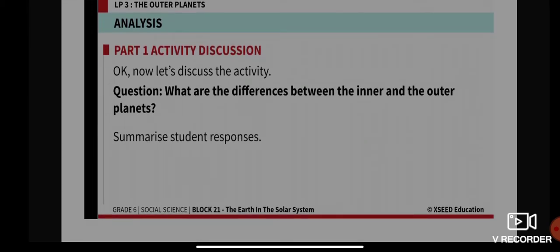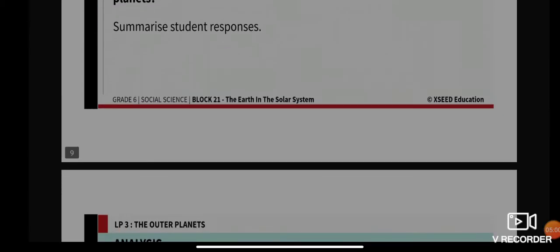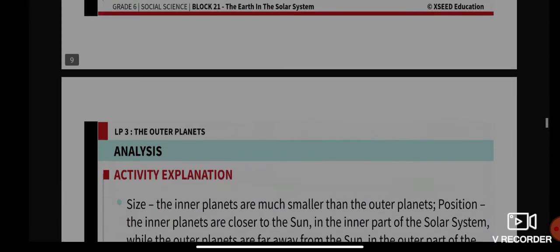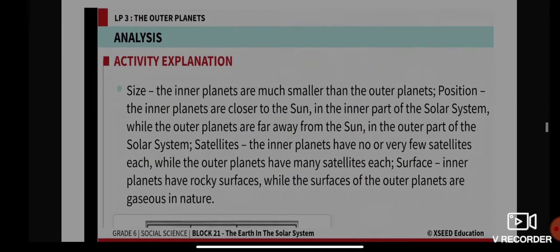Okay, so the question here is, what are the differences between the inner and the outer planets? So as you read about the inner and the outer planets, what are the differences between them? I'm sure you know the answer. Okay, so here are some of the answers.